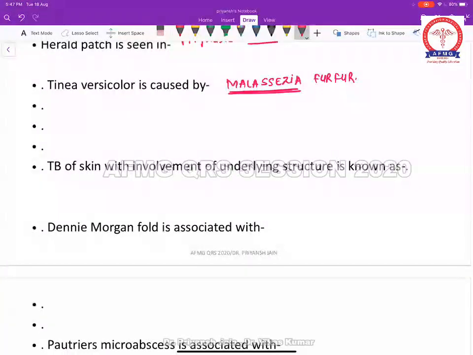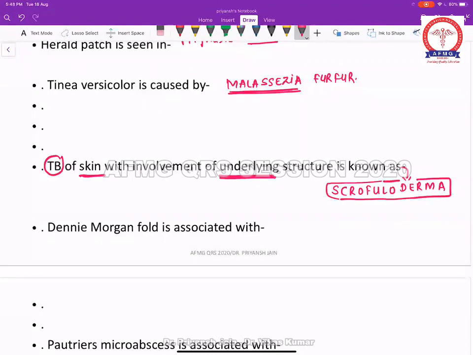If tuberculosis involves the skin, TB of skin, and also involves the underlying structure, tuberculosis involving the skin and the underlying tissue is called scrofuloderma.